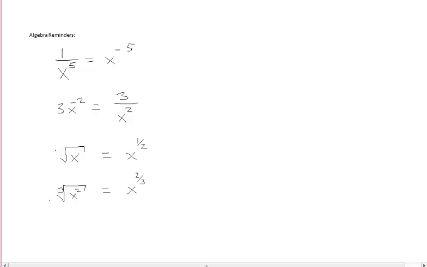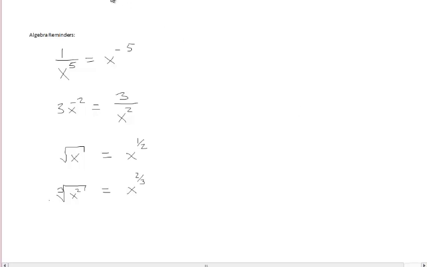The other thing I wanted to remind you of is roots. The square root of x is equal to x to the 1/2. The other example I have is the cube root of x squared. Just remember that whatever the exponent is on the variable inside the root is going to go in the numerator. So we have x squared, so the 2 goes in the numerator, and then because it's a cube root, we have a 3 in the denominator of the fraction.